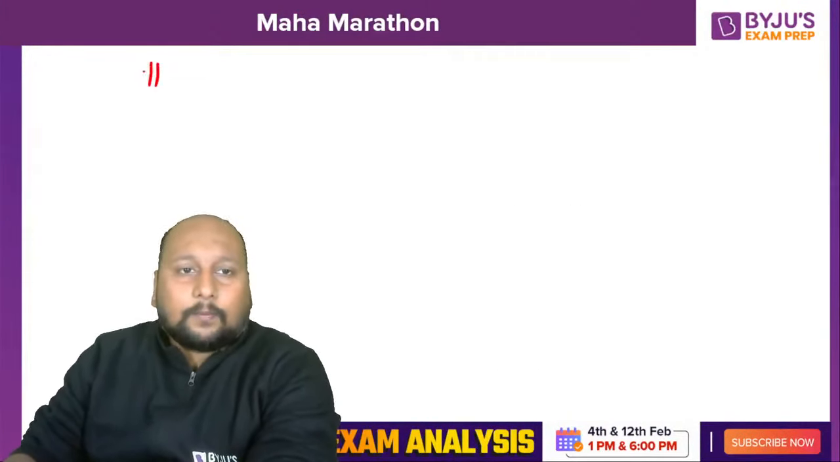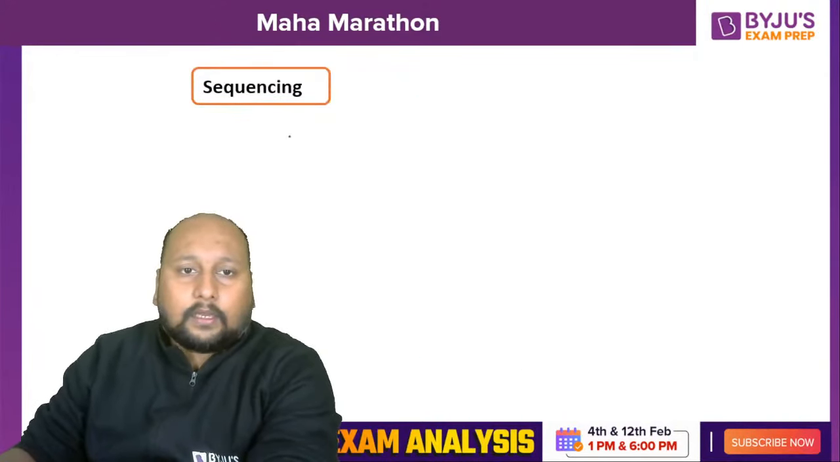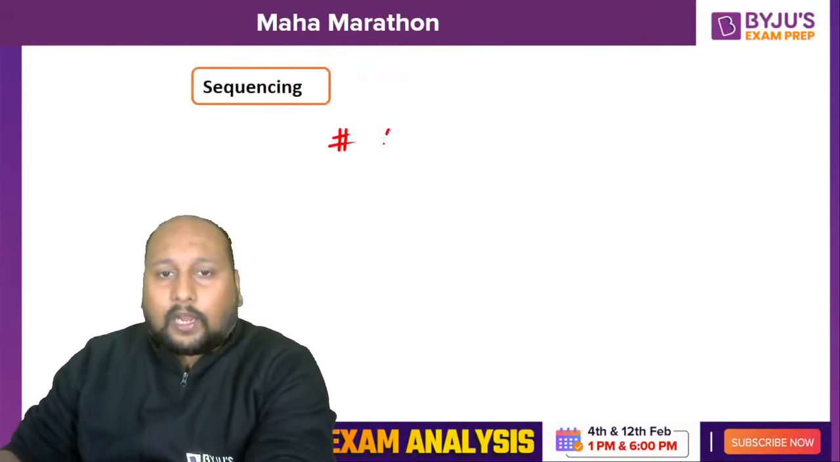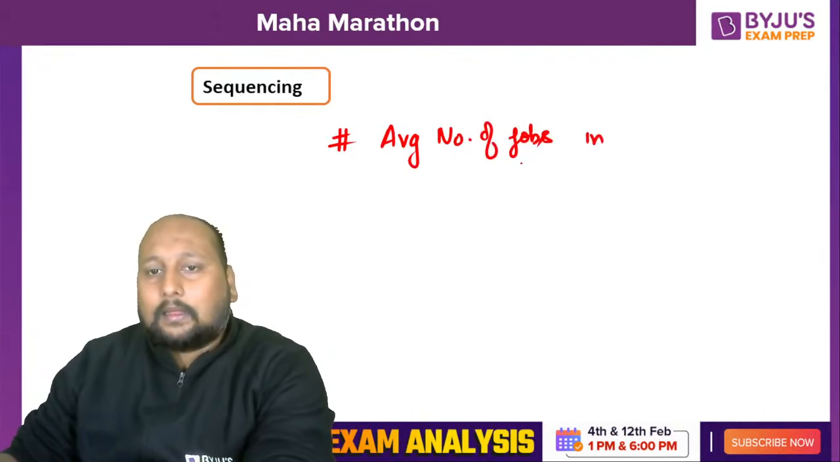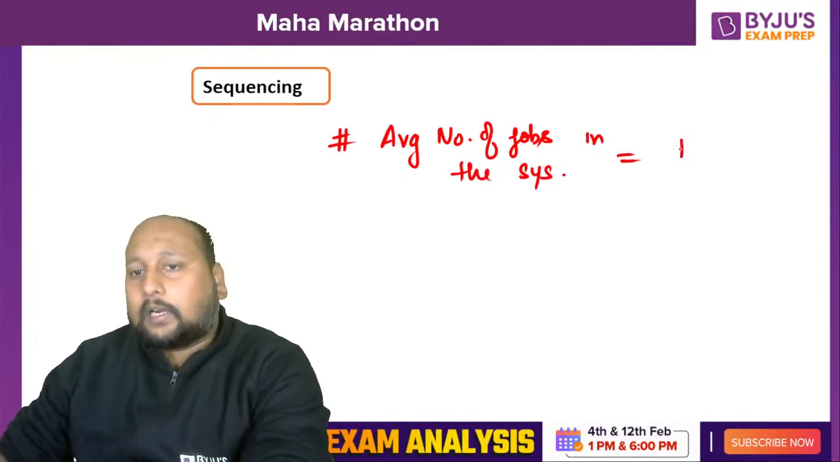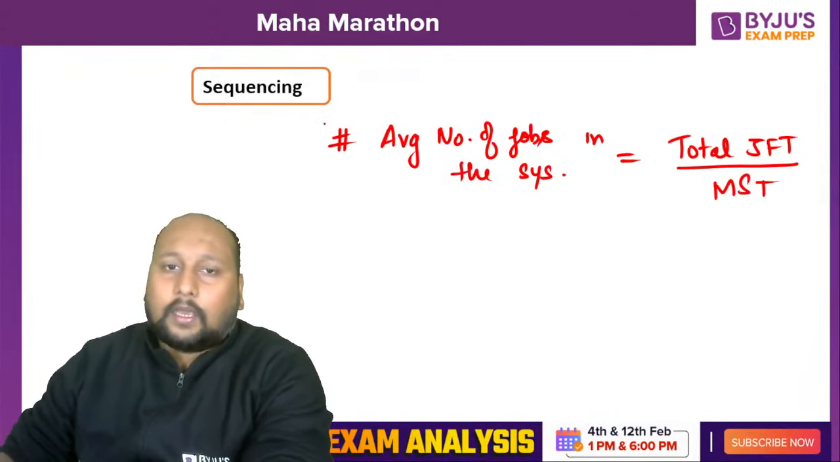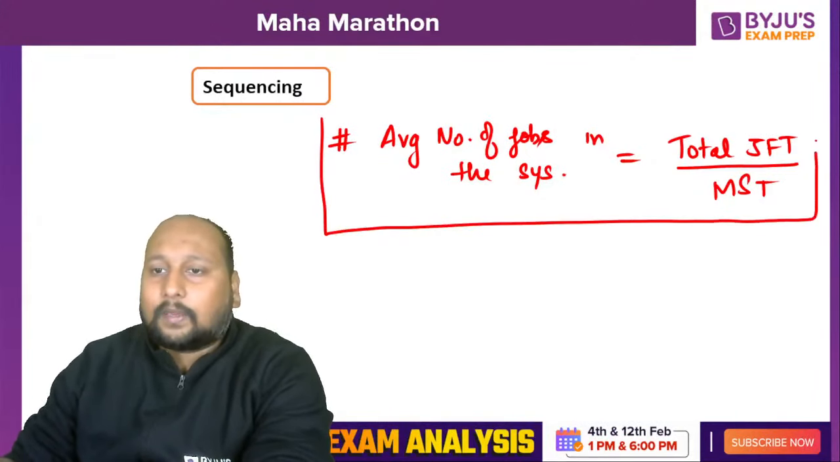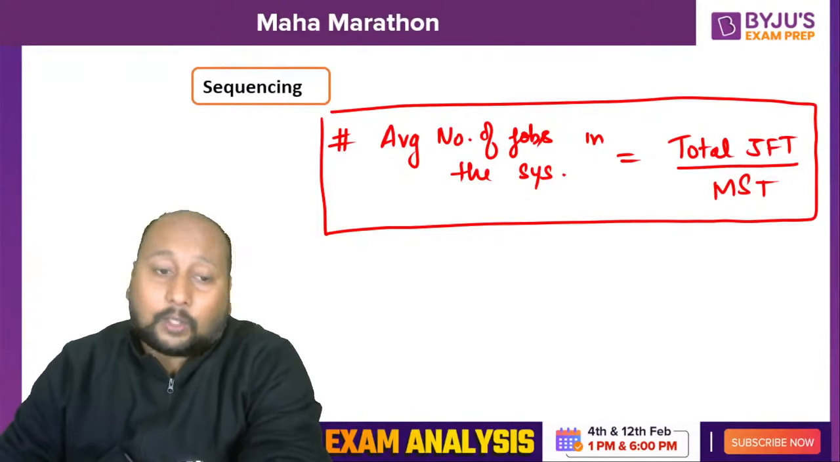But what is the speciality of these particular rules? Now, let me give you some formulations. If I want to calculate the average number of jobs in the system, that is equal to the ratio of the total job flow time divided by the makespan time. Average number of jobs in the system can be defined as the ratio of the total job flow time divided by the makespan time, right?